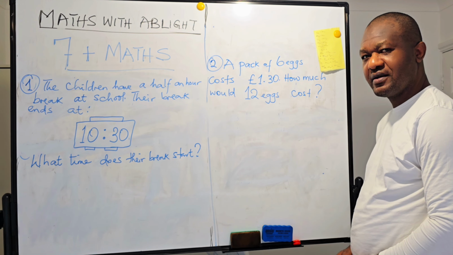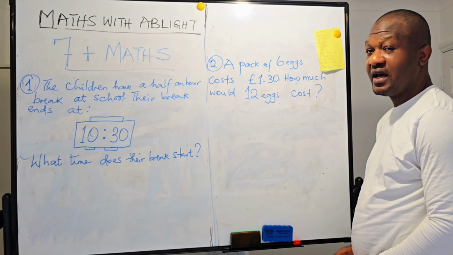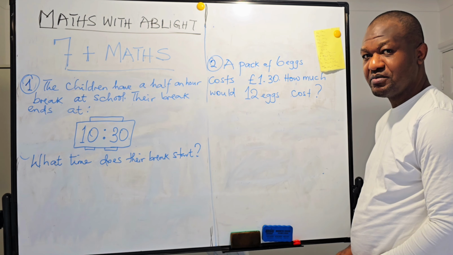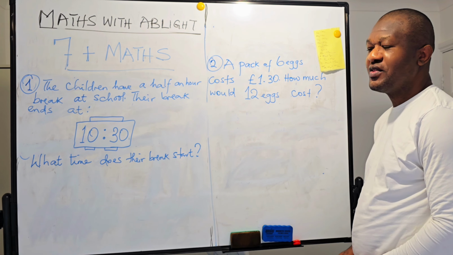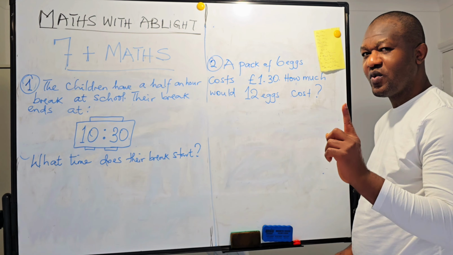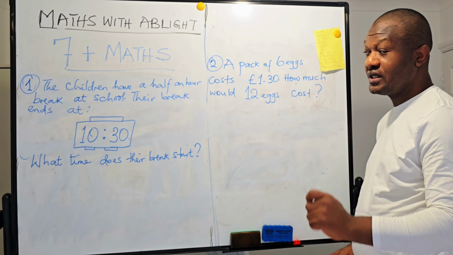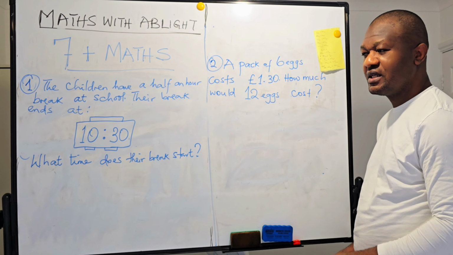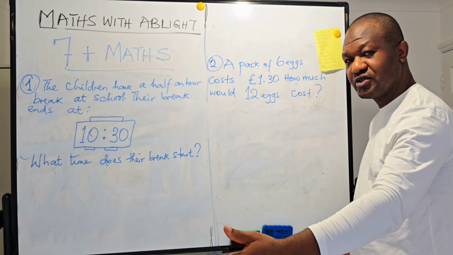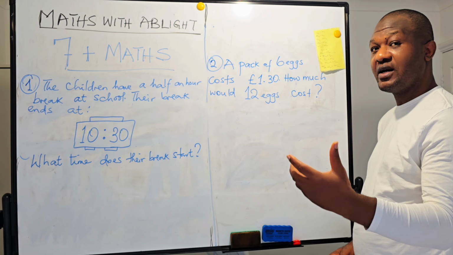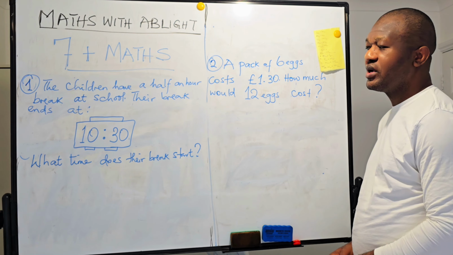What is half an hour? That's the first thing to ask yourself. Half an hour is 30 minutes. You know why? There are 60 minutes in 1 hour. So if you are dealing with half of it, you are dealing with 30 minutes. The children are supposed to spend 30 minutes outside for their break.